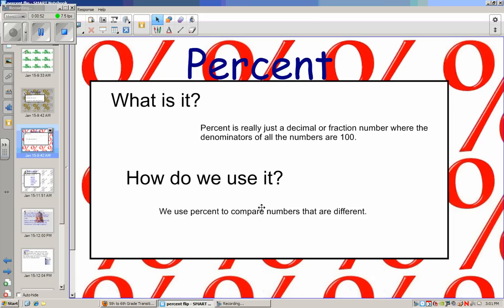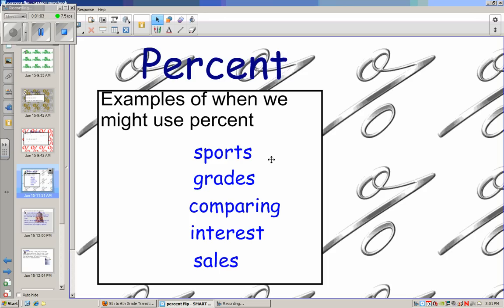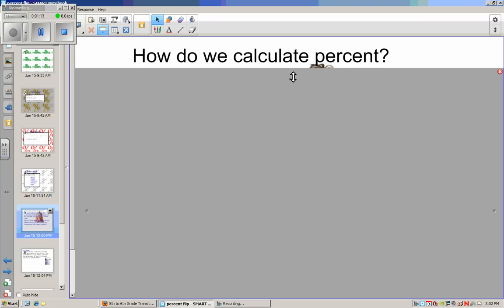And then how do we use it? Well, we use it by comparing numbers that are different. So when we have two different numbers, how can we compare them if they're different? Well, we figure out their percent, and that's what we're going to do. So examples of when we might use percent: sports, grades, comparing numbers of any type, interest, sales, money, things like that. Any of those would be examples of times to use percent.